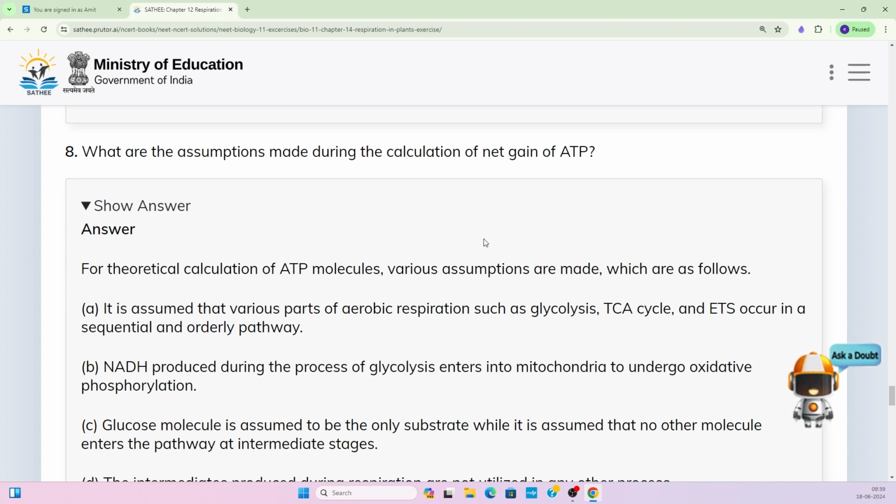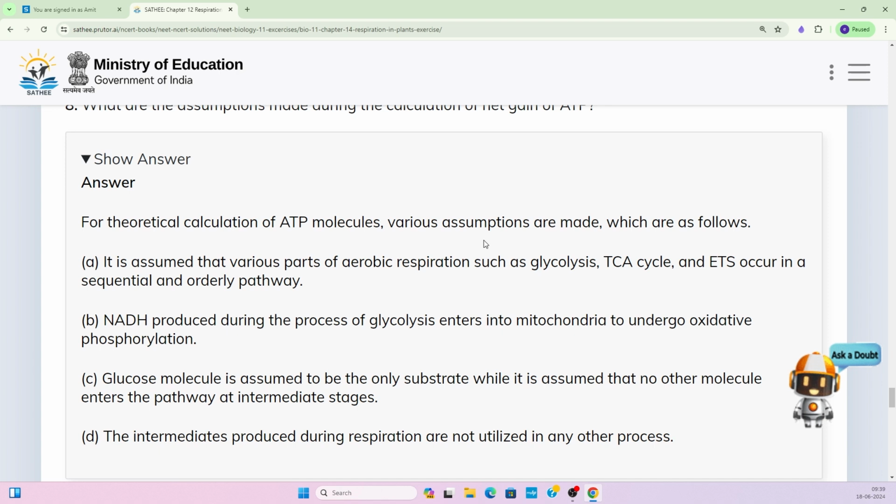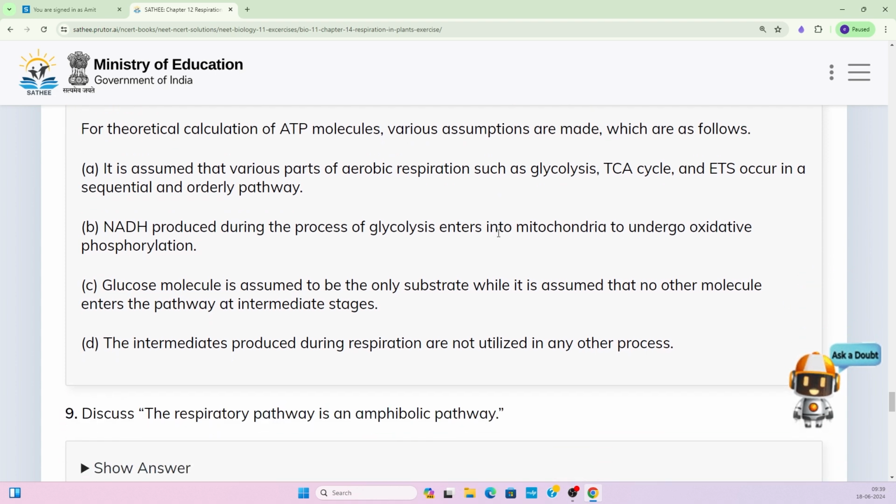Assumptions are made during the calculation of the net gain of ATP. For the theoretical calculation of ATP molecules, various assumptions are made, which are as follows. First, it is assumed that the various parts of aerobic respiration, such as glycolysis, the tricarboxylic acid cycle, and the electron transport system, occur in a sequential pathway. This is a very important thing: it is a sequential process.